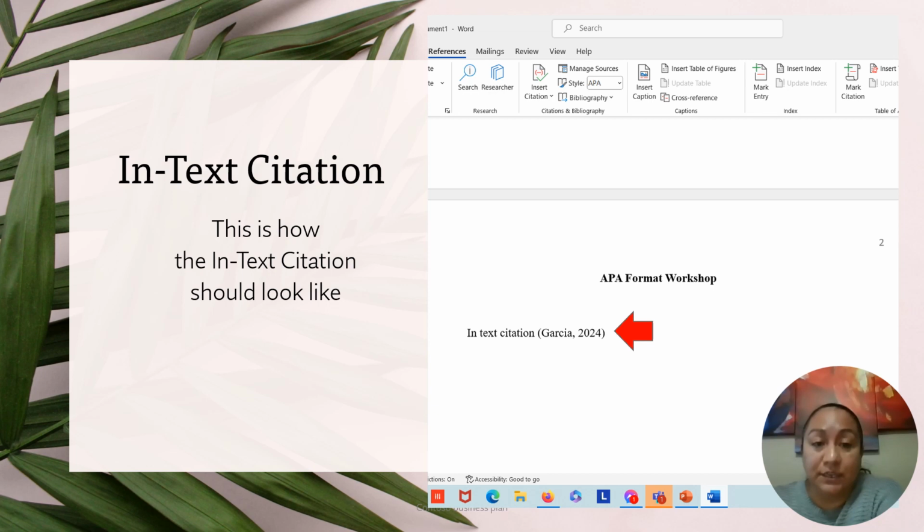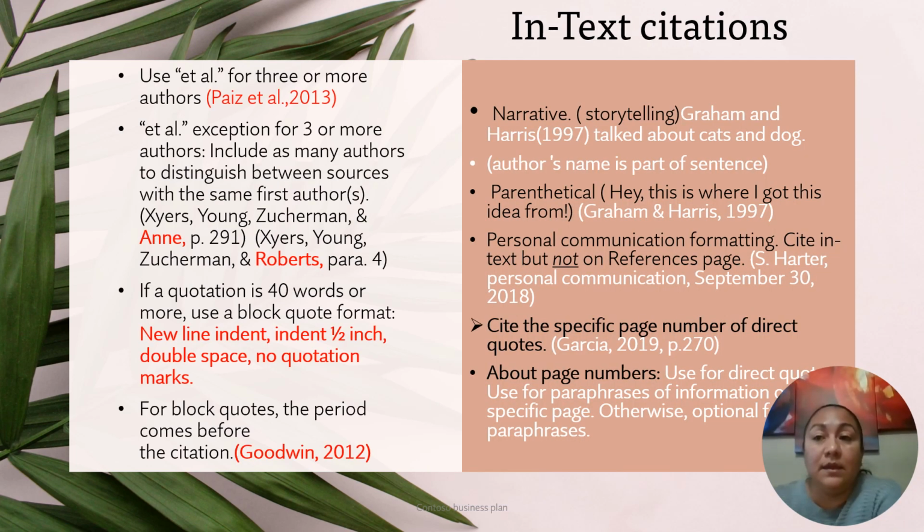For the in-text citation, this is how the in-text should look like, okay? It should be parentheses, last name, and the year. I have some examples of in-text citations. When you have an article, a book, a piece of writing with 3 or more authors, okay? You are going to use what is called et al., okay? So for example, you're going to use the author's last name, et al., period, comma, 2013, okay?